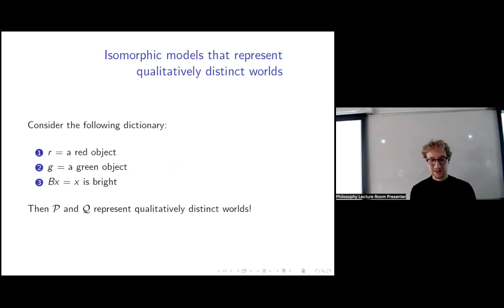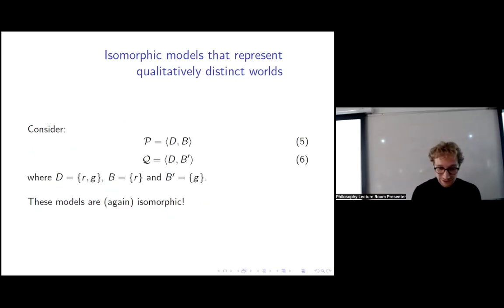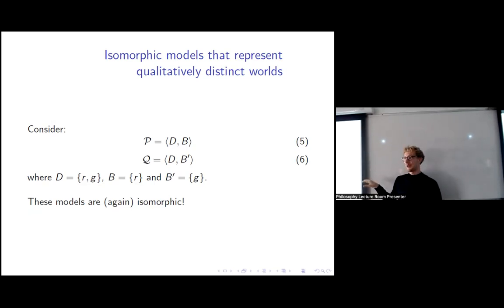However, consider the following dictionary. R is going to represent a red object, G is going to represent a green object, and B is going to represent the property of being bright. Under that dictionary, the first model represents a bright red object, whereas the second model represents a bright green object.